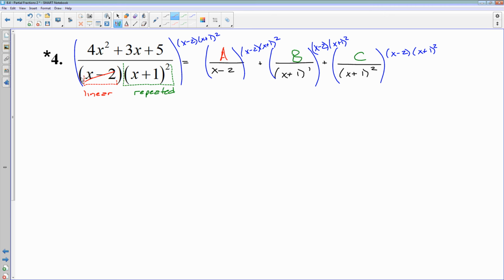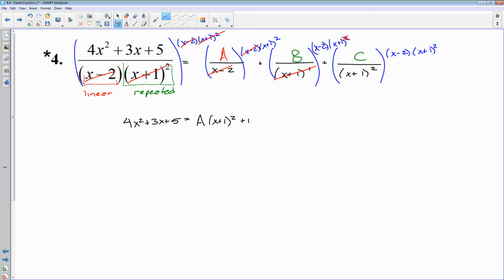On the left side, as usual, x minus 2 cancels, x plus 1 squared cancels, leaving only your original numerator, so 4x squared plus 3x plus 5 equals, over here, x minus 2 cancels, leaving a, x plus 1 squared, plus, here I have x plus 1 to the first, and x plus 1 squared. This is only going to cancel one of the two.